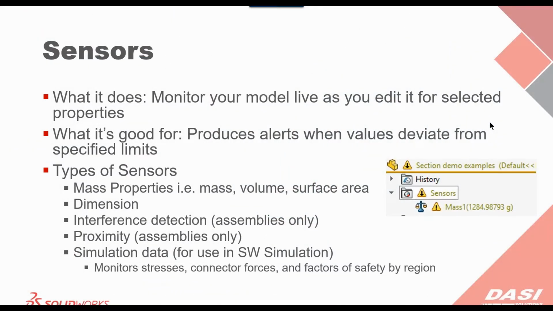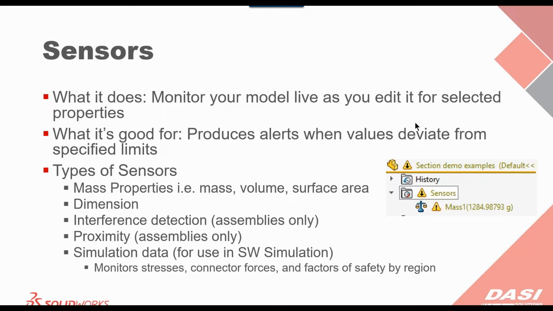The next one, sensors. This one's pretty cool. What it does is basically it monitors your model live as you edit it for selected properties. And what it's good for is it produces alerts when the values deviate from whatever the specified limits that are input by the user. So it's good if people are adjusting your models and you want things to remain in certain ranges, and it lets them know that they're basically violating the limits that have been set on that model.